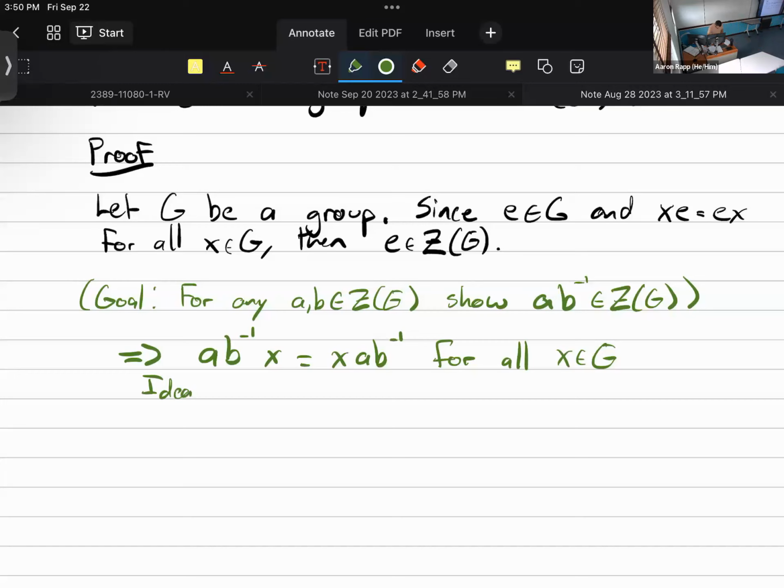So what we're going to do on Monday is show that as long as B is in there, its inverse is also going to be in there, which means its inverse also commutes, which means that I can quickly rearrange the left side of this equation to be the right side of this equation. But I have to show B inverse is in the center.